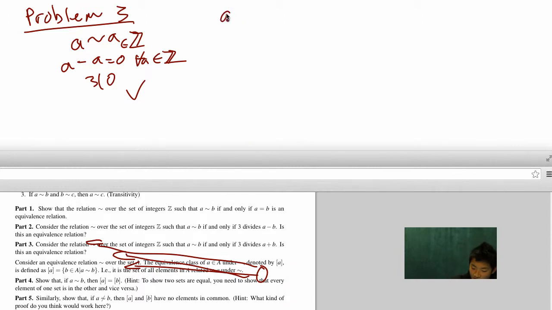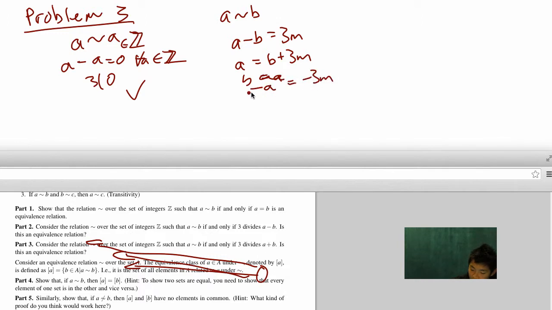If you want to prove symmetry, then you have to first assume A is related to B is true, which means that A minus B equals 3m for some m, and then A equals B plus 3m, and B minus A equals negative 3m, and B minus A is divisible by 3 for some m in the integers. So this proves that relation.